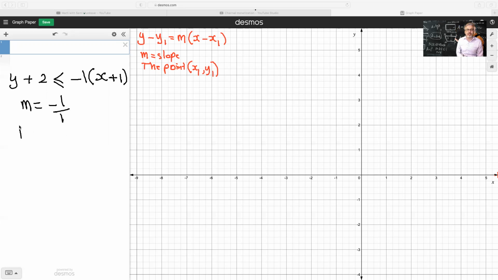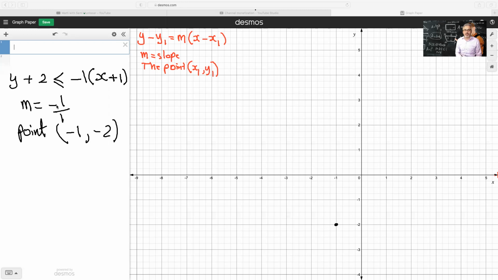And the point, from here, you have an x value and a y value. So the x is negative 1. You always have to change the sign. And also the y is negative 2. So now this is done. But all you need to do is plug this point into the grid. So here the point is at negative 1 and negative 2. So negative 1 and negative 2 is right here.